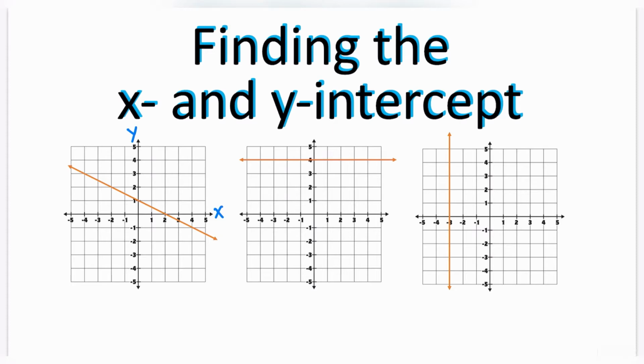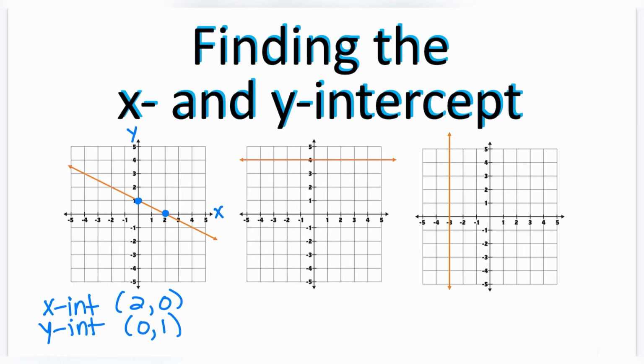So in this particular case, notice that this orange line crosses the x-axis at the point 2, 0. So the x-intercept for the first graph is the point 2, 0. Then take a look at the y-axis. Where does the line cross the y-axis? Right here, that is the point 0, 1. So the y-intercept is the point 0, 1. So that's for my first graph.